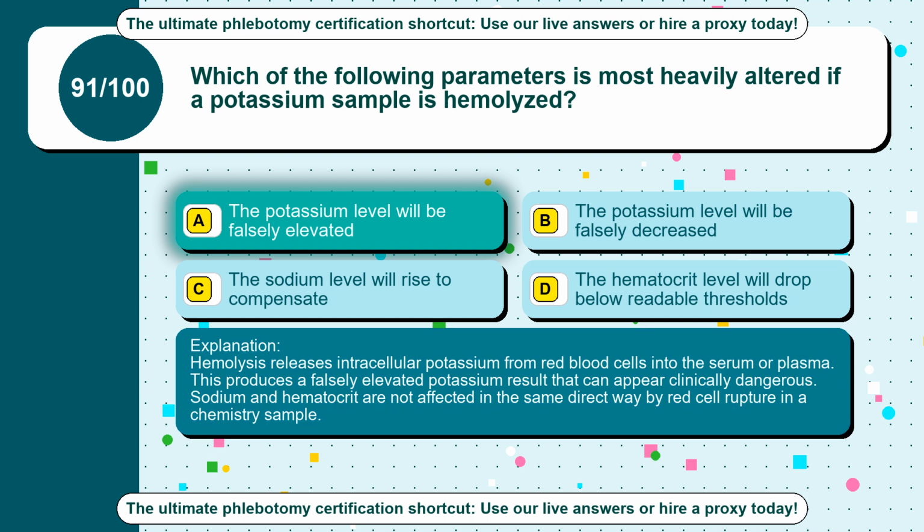Hemolysis releases intracellular potassium from red blood cells into the serum or plasma. This produces a falsely elevated potassium result that can appear clinically dangerous. Sodium and hematocrit are not affected in the same direct way by red cell rupture in a chemistry sample.